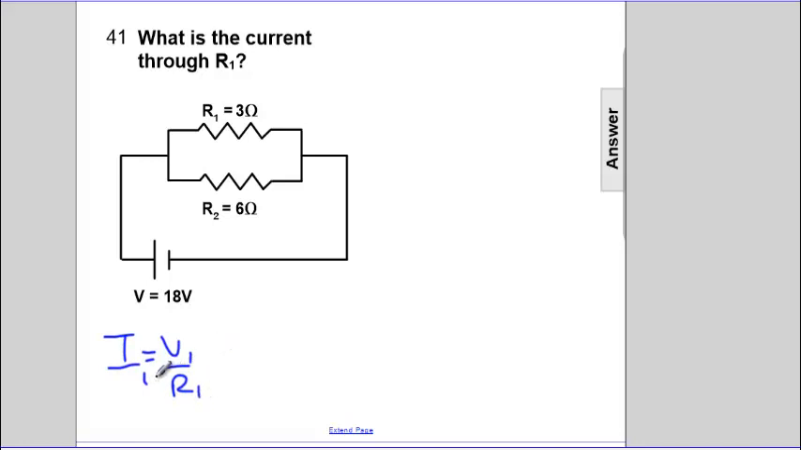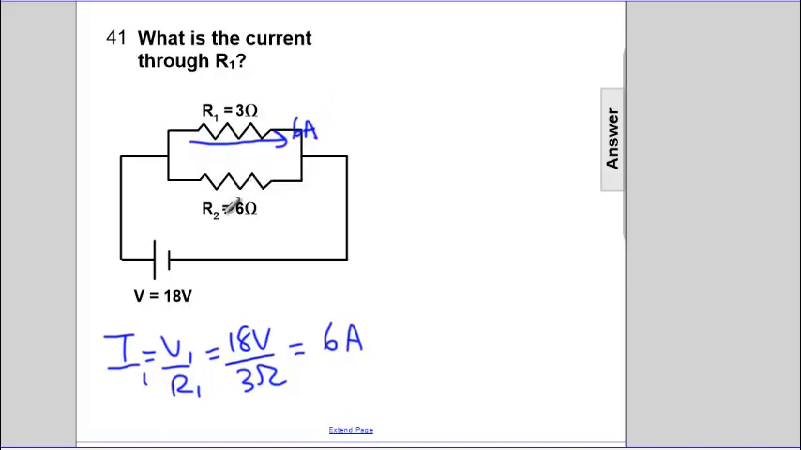If I put a subscript anywhere, I do the same thing on the opposite side. What is V1? As we stated previously, that's 18 volts. You can rewind and look at that. Divided by R1, which is 3 ohms. 18 divided by 3 is 6 amps. So that current going right there will be 6 amps.